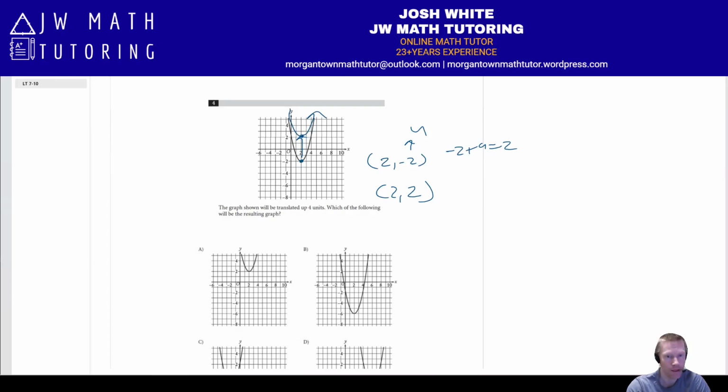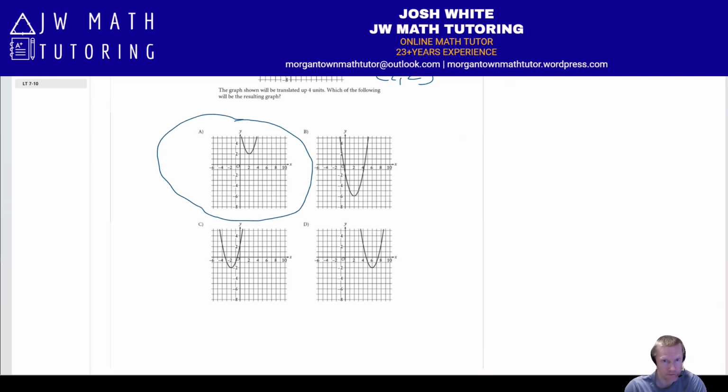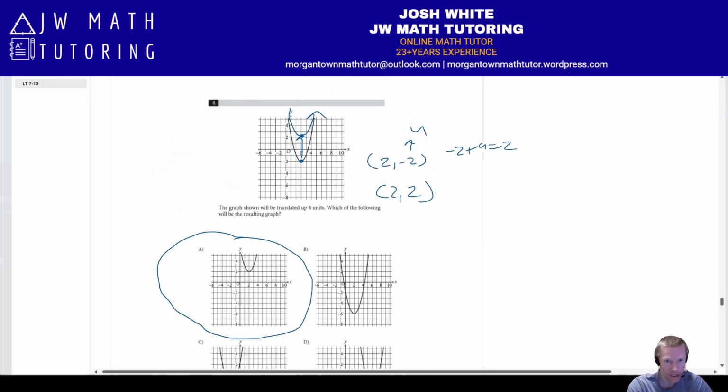It'll look something like that. So when we go down and look at these various answer choices, hopefully you recognize, again, this one is going to be letter A. It is not going to be B, it is not going to be C, it is not going to be D. Now, technically for this one, you could go to Desmos and get 3 points from this graph, well technically 1 point plus the vertex, and you could get the equation from the graph, and then you could shift that up 2 units, and then you could look at the graph that you get and compare it to all these.